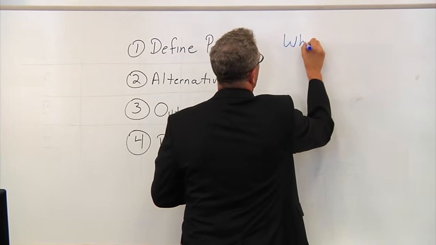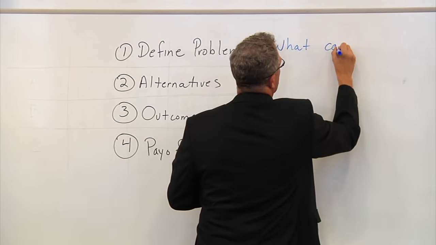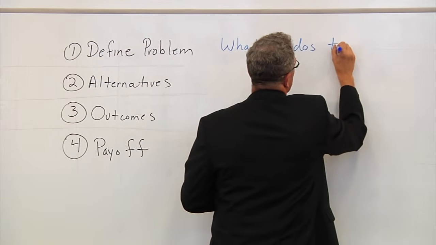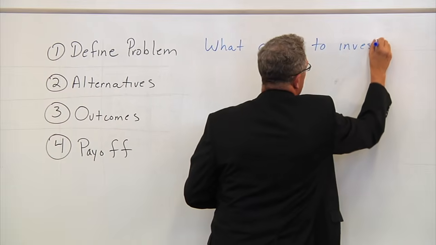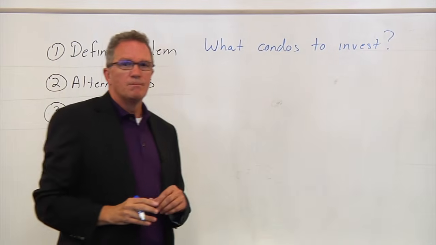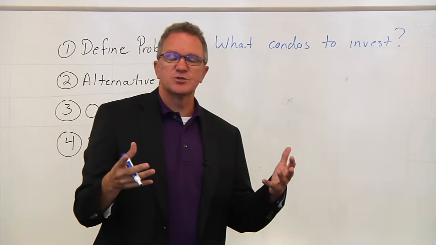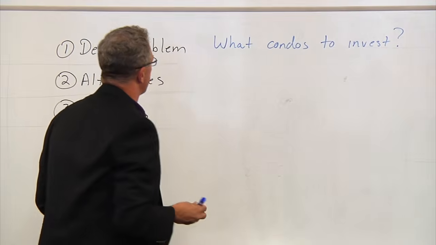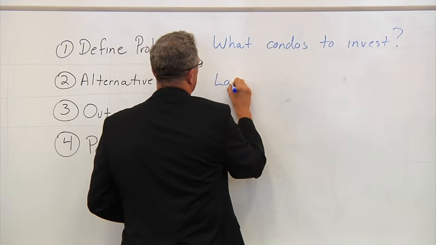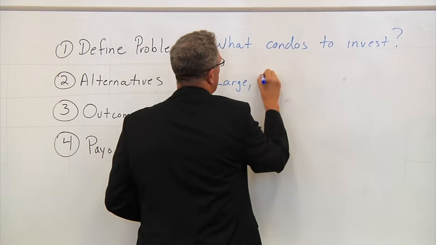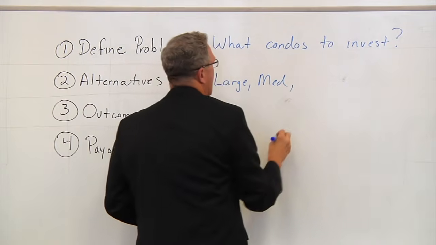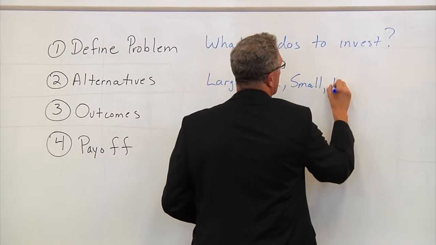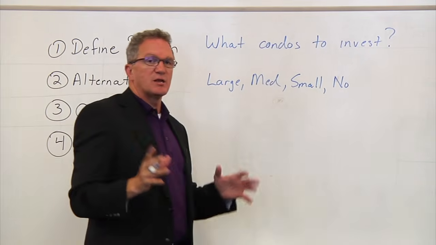So, the problem is what condos, if any, to invest. There's our problem. Small, medium, large, no investment. Those are our options, right? So what are the alternatives? I can invest in large. I can invest in medium condominiums. I can invest in small condominiums. I can also invest in no condominiums. I can make no investment whatsoever.